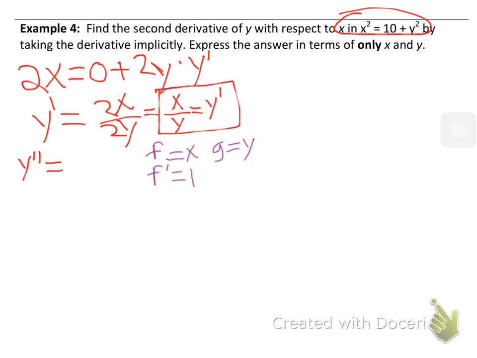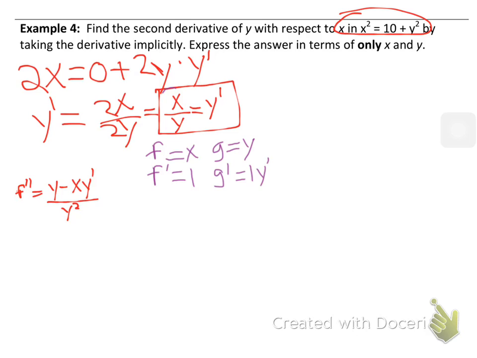and g prime is equal to 1 y prime, or just y prime. So putting the quotient rule into play, I think I better do it down below, we don't want to run out of space here. So our second derivative is f prime g minus f g prime, which is just y prime, all over g squared, which is y squared.